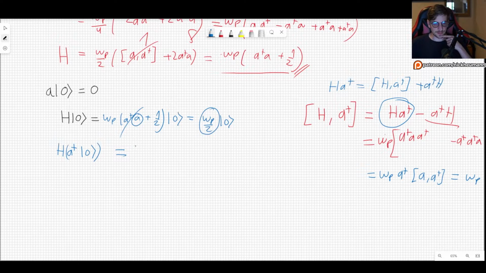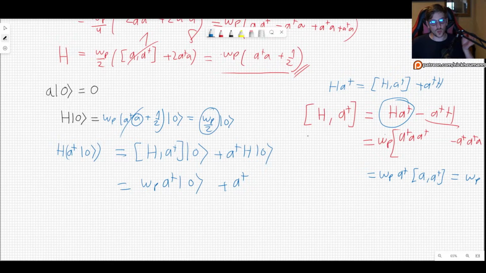So we will rewrite it. This thing right here is simply going to be the commutator [H, A†] plus this other one, but let's just multiply through: acting on the ground state, plus A† times the Hamiltonian acting on the ground state. Now we know what the commutator is. The commutator is simply ωP times A†, acting on the ground state, plus A† times the Hamiltonian acting on the ground state. But what is that? We also know that already. That is simply ωP over 2 times the ground state.